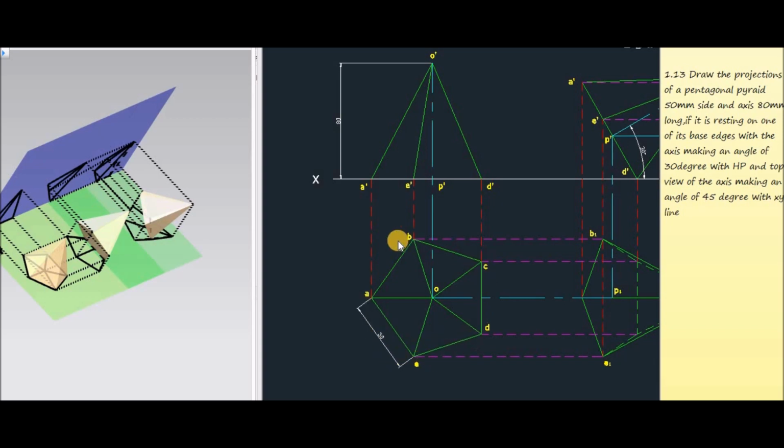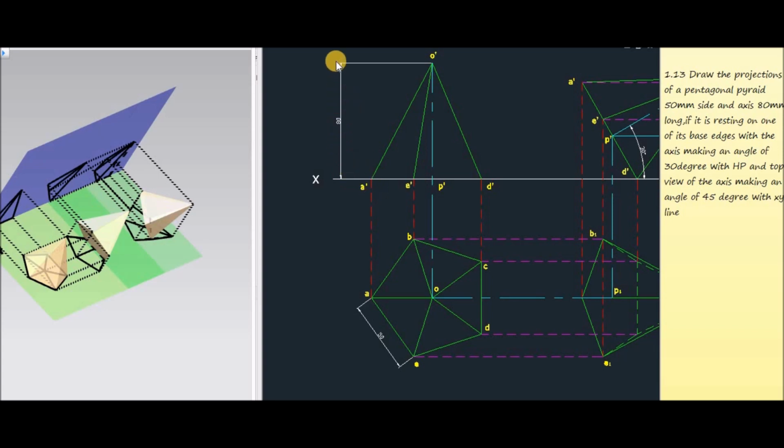Construct the pentagon and mark the bottom corners of A, B, C, D, E and the vertex as O. Then for getting the top view, project all the corners to the XY line perpendicular to the XY line. Then mark the bottom corners A dash, E dash, P dash, D dash, and it is given that the height of the prism is 80 mm.